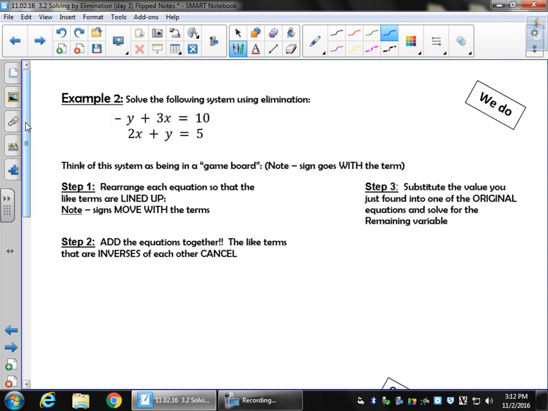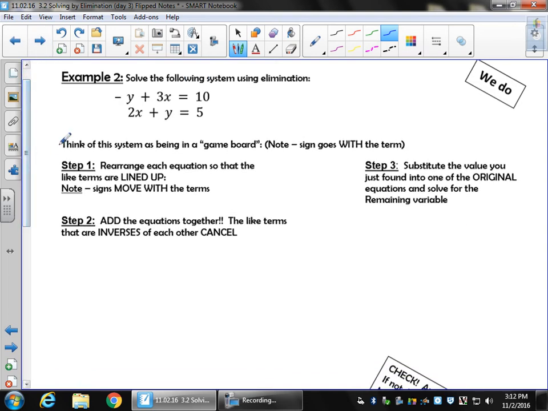Example 2. Notice our steps are still here written out, but kind of all up top. So all of our work is going to be in this blank space. Even though I don't have the grid, I still want you to see each of these as like a game piece that we can rearrange. Rearranging is a key part that we need to remember with elimination. So step 1, rearrange. Let's check. Are my like terms lined up?